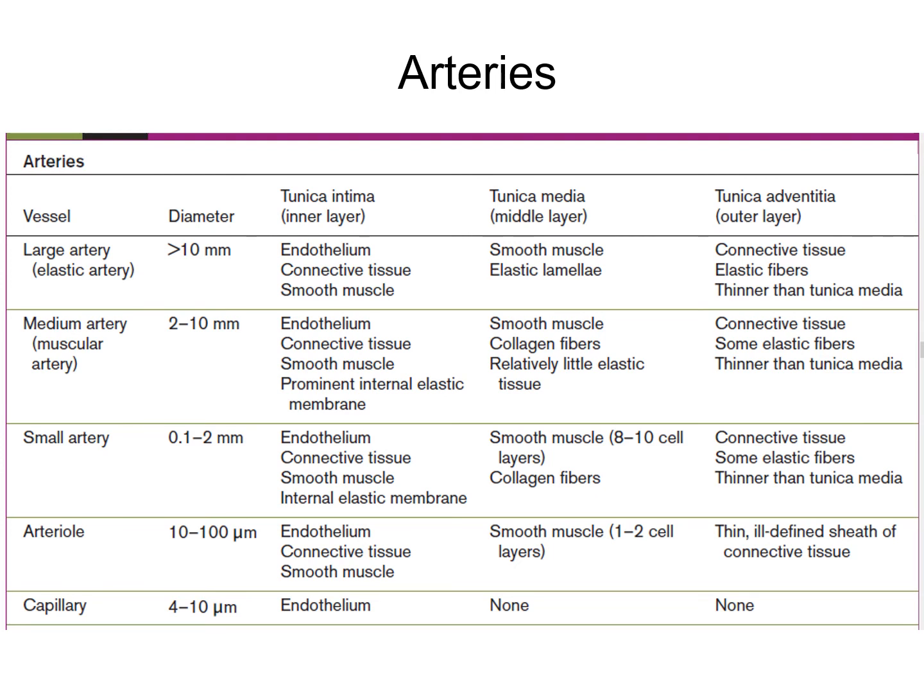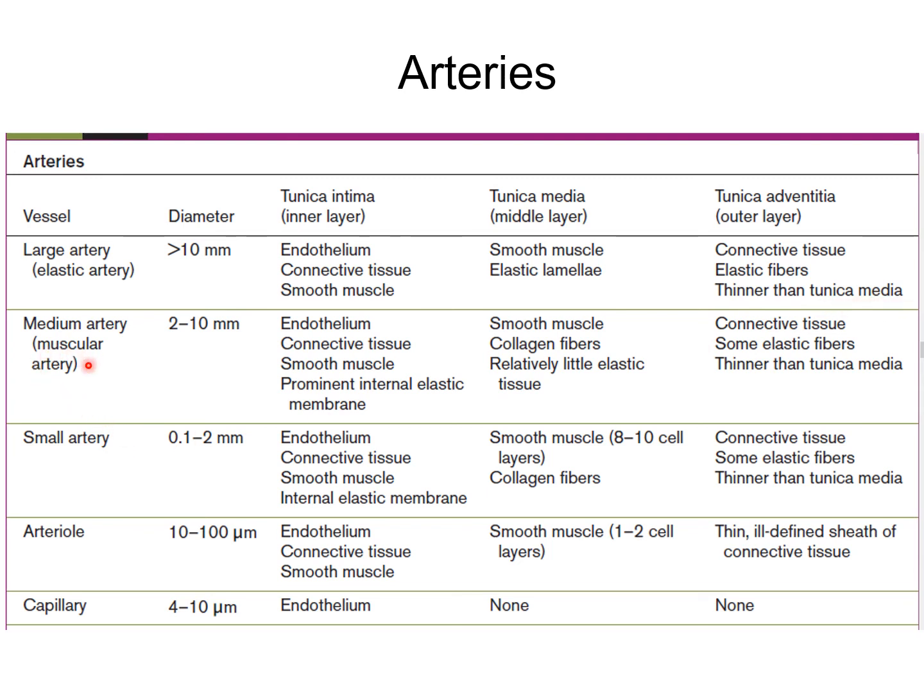So in summary, large arteries, the elastic artery diameter is more than 10 millimeter. It has endothelium, connective tissue, smooth muscle. In the tunica media, there are smooth muscle and elastic fibers, and in the tunica adventitia, there is connective tissue, elastic fibers, and it is thinner than tunica media.